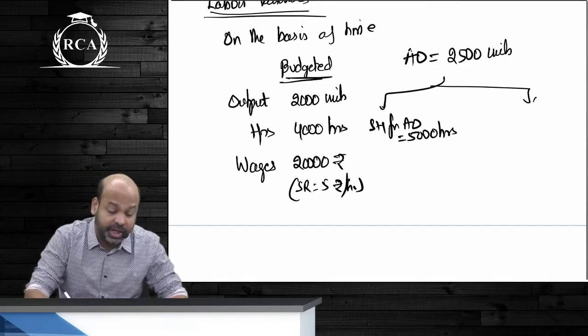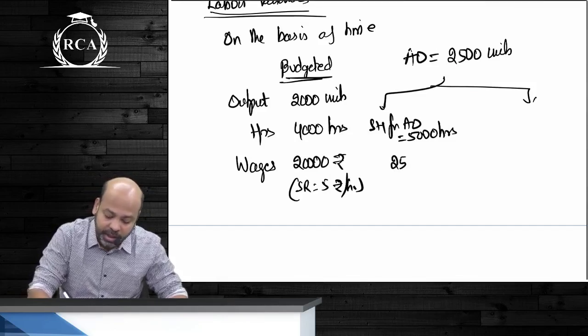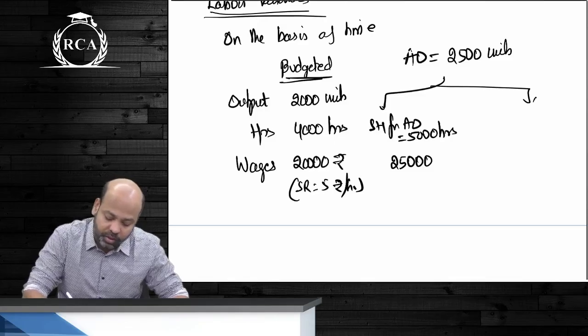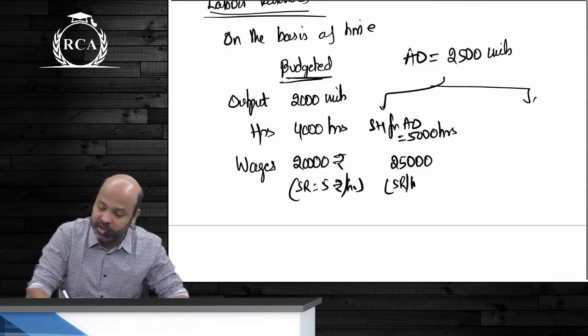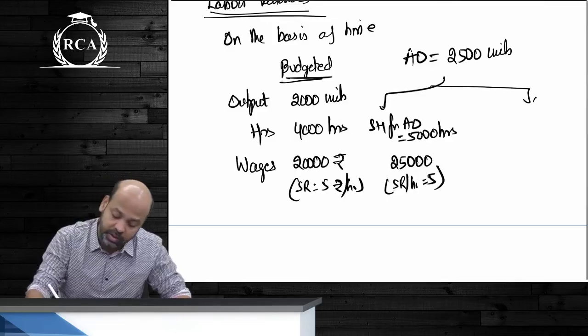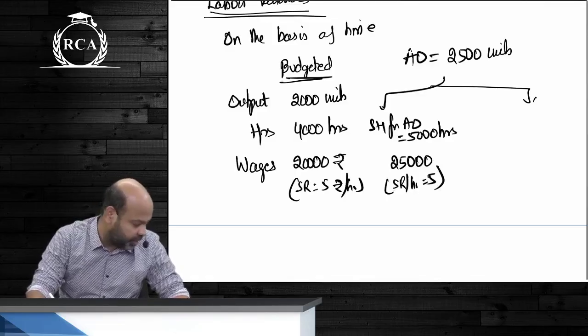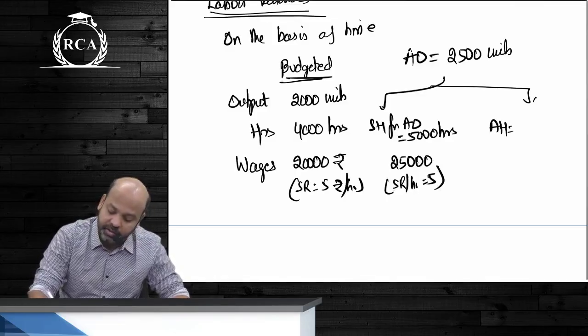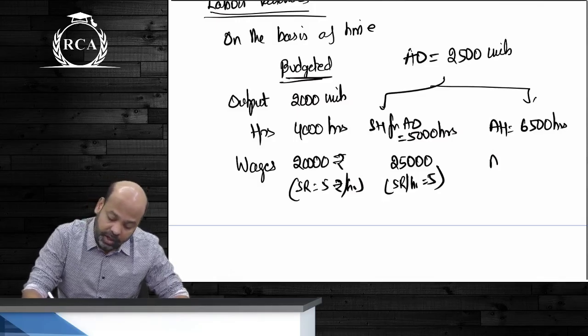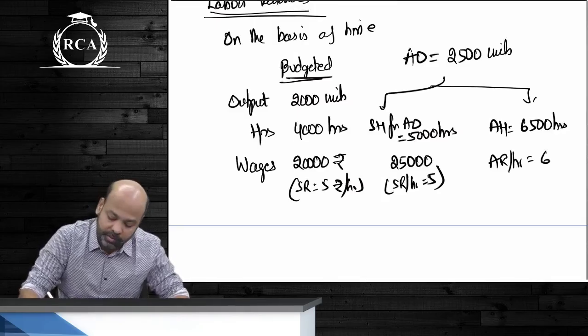What should be the wages for those 5,000 hours? 5,000 multiplied by 5 rupees. That will be 25,000. This should be the total wage. The standard rate per hour does not change. It should remain at 5 rupees. The actual number of hours that they have worked, let's say, is 6,500. The actual rate per hour was about 6 rupees. What will be the actual wages?